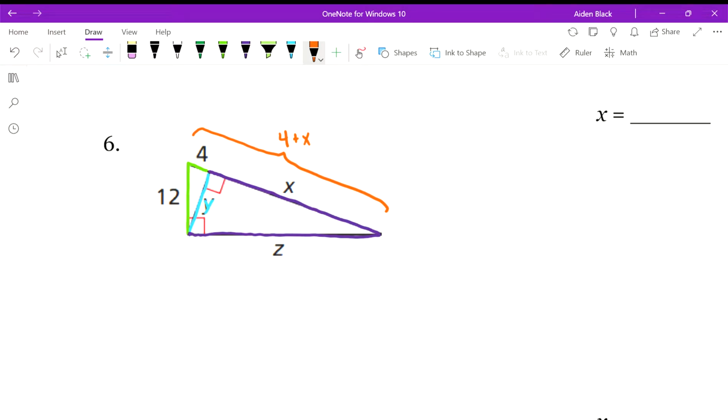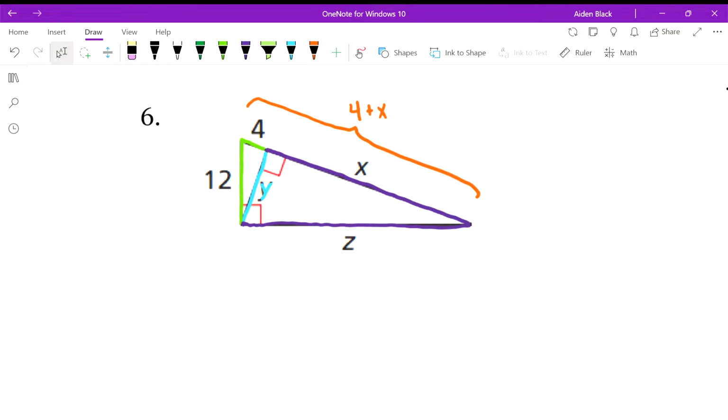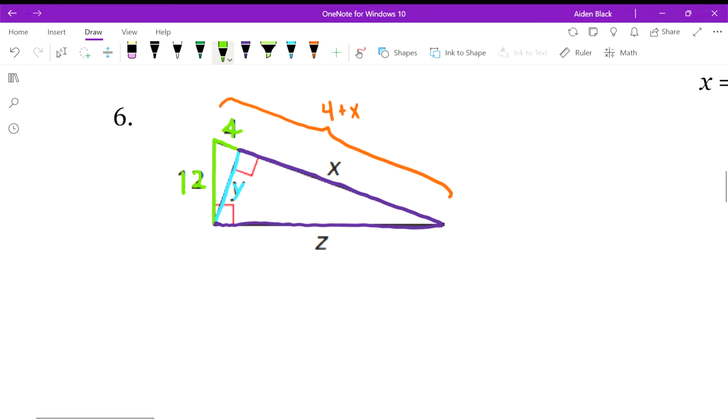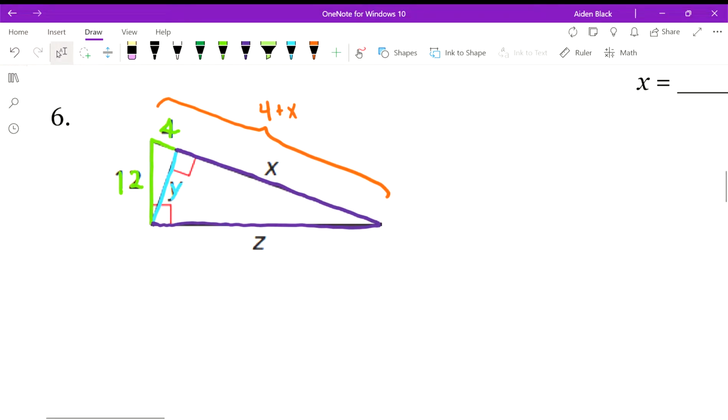And I'm going to see, okay, well, if I look at the purple leg and its adjacent side, which is part of the hypotenuse, so z and x, there's two variables there, and that makes it a little difficult to solve. If we have another leg that actually has a value, then that would be more promising. And if you do look, our green leg, 12, and the part of the hypotenuse that it's adjacent to are both values, so we can actually use this, even though you have your variable as part of the entire hypotenuse.